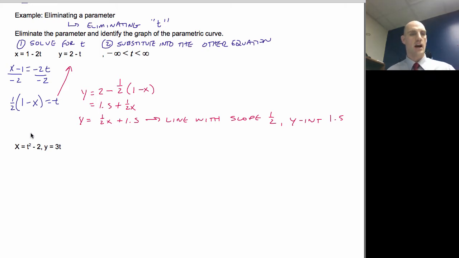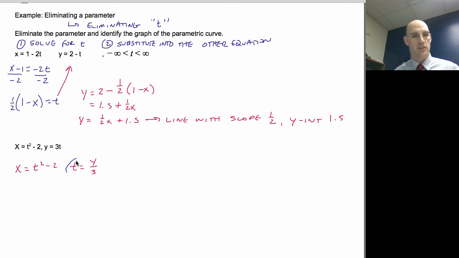In this case, I've got t squared minus 2 is equal to x, and y is equal to 3t. To eliminate the parameter. Now, if you want to pause here, you can and try this. I'm going to keep going, but you can pause and try it and then check your answer. I'm not going to deal with the squared one. So I'm going to say x is equal to t squared minus 2. And if I solve for t over here, this is going to give me t equals y over 3.